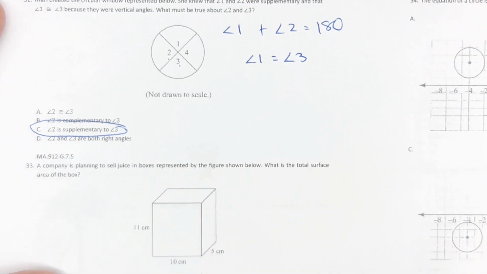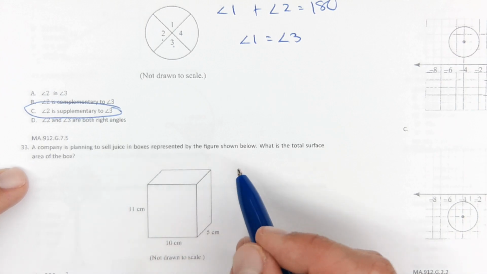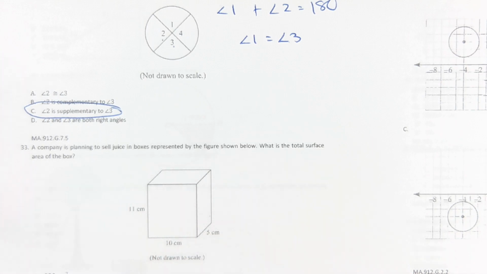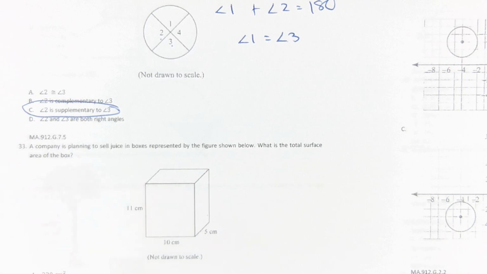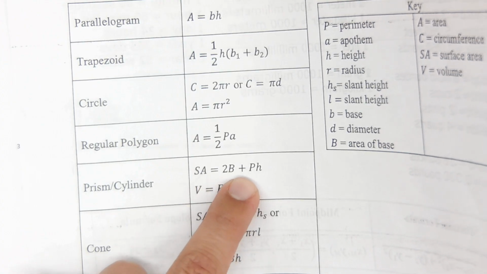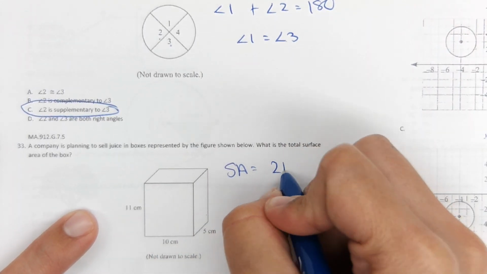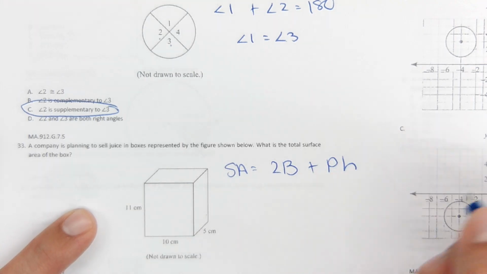Next, 33. A company is planning to sell juice boxes represented by this figure below. What is the total surface area of the box? So it is a rectangular prism, so you can look at your reference sheet. Prism, surface area right here. I'm going to write this down. Surface area of this prism, 2 times area of the base plus perimeter times the height.